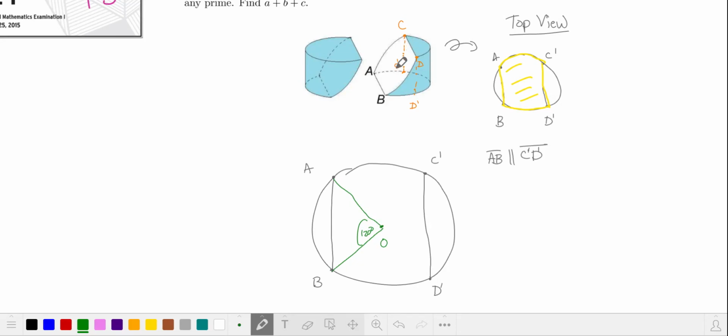This slice passes through the center of the cylinder. So the segment BC prime, which is the projection of segment BC onto the bottom circle, also passes through the center of this bottom circle, so it is a diameter. So this angle up here is supplementary and 60 degrees. The radius of this circle is 6, and we have triangle OPC prime is a 30, 60, 90 triangle. So this is 3, and the distance from C prime to P is 3 root 3.